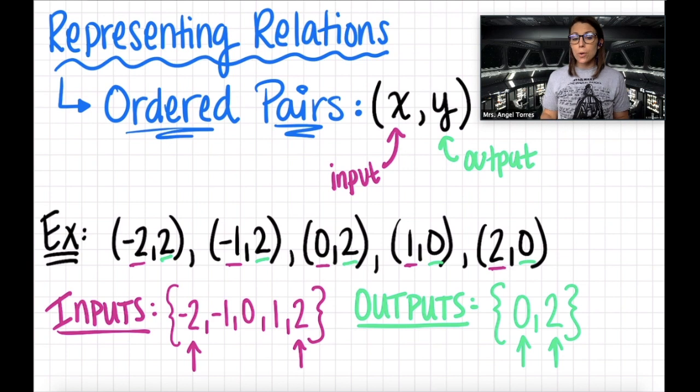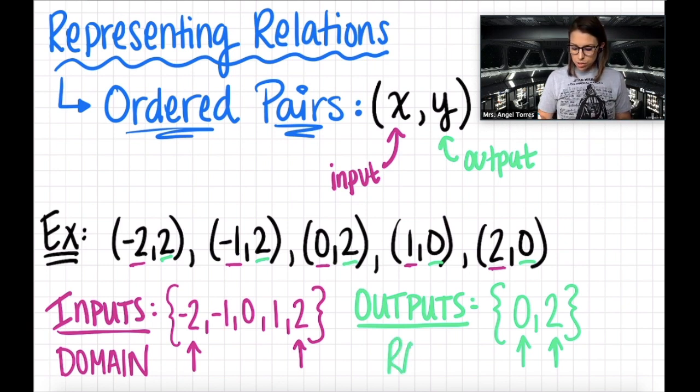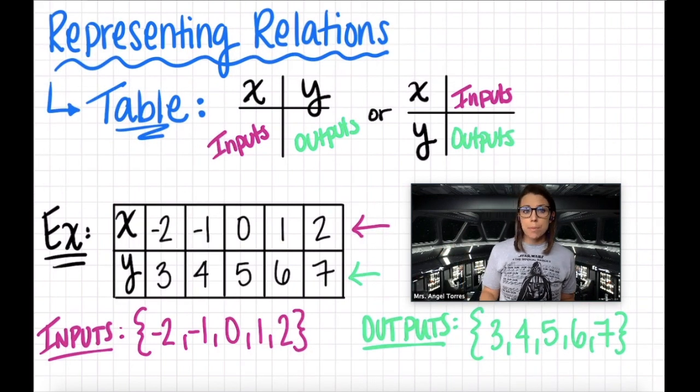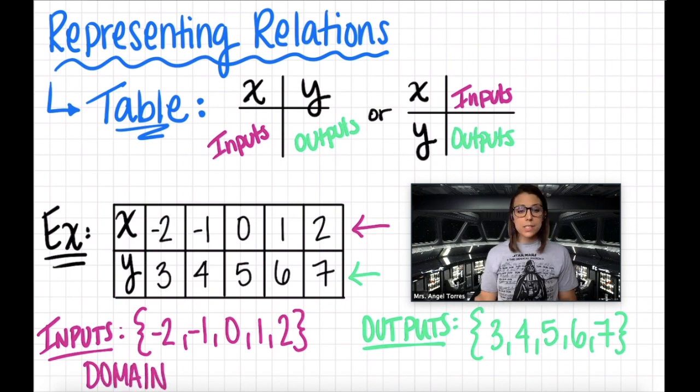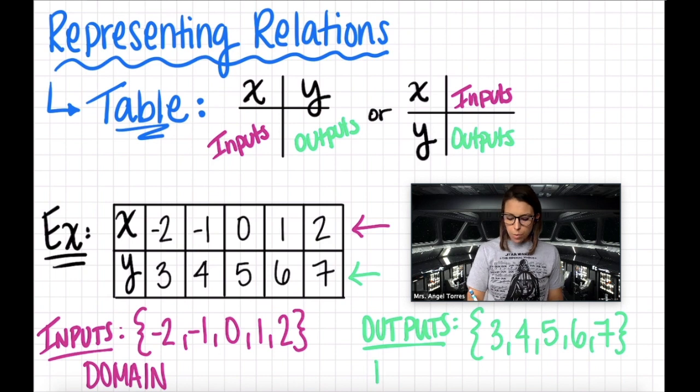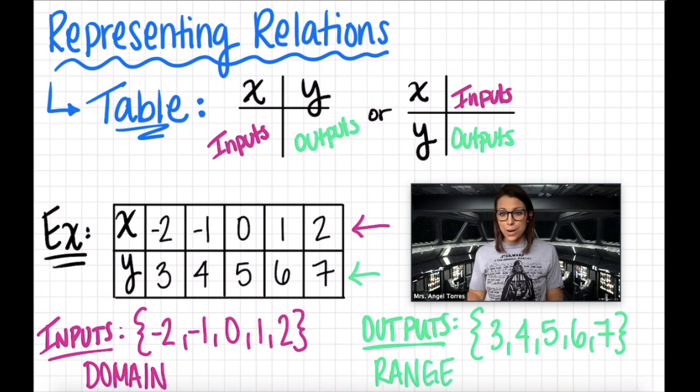Remember example 1 with our ordered pairs? Well, we can now say that the domain were the values -2, -1, 0, 1, and 2, and the range was 0 and 2. And now we've done domain and range. Same can be said for our example on representing a table. In this case, our domain was -2, -1, 0, 1, and 2, and our range was 3, 4, 5, 6, and 7. We already did all of that work.